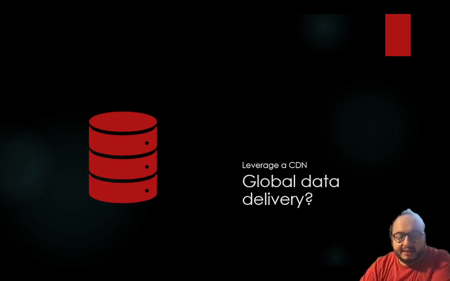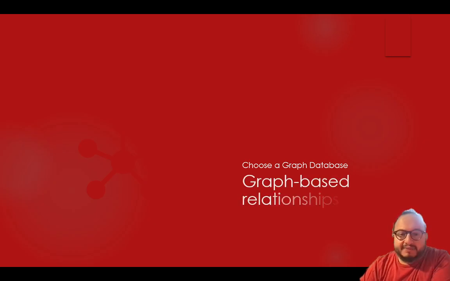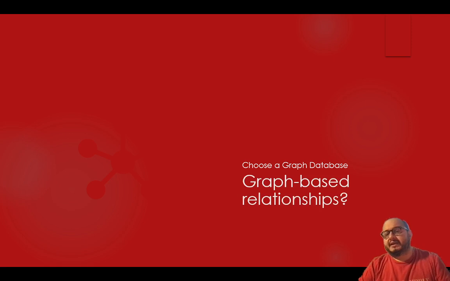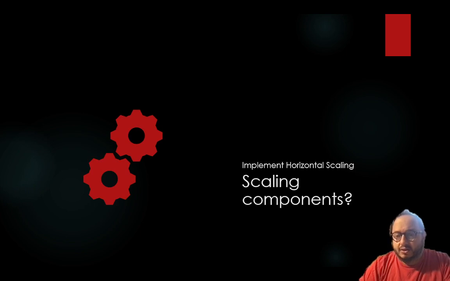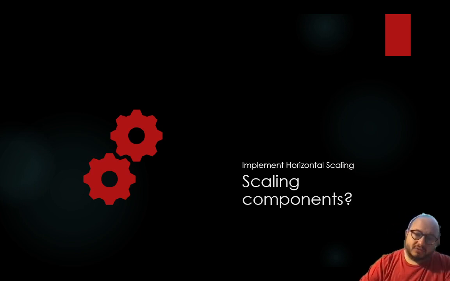Leverage a CDN, global data delivery. Content delivery networks distribute your content worldwide, making it accessible quickly from any location. Choose a graph database. Graph-based relationships. For deeply connected data like social networks, graph databases allow quick traversal and querying. Implement horizontal scaling. Add more servers or nodes to your infrastructure to handle growth instead of just upgrading one machine.